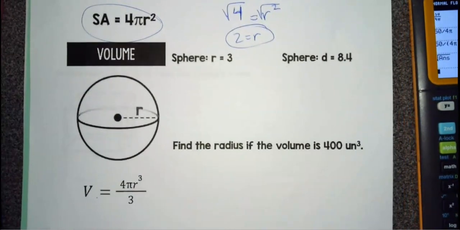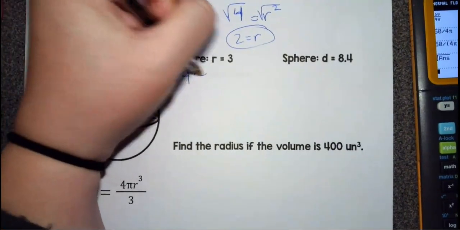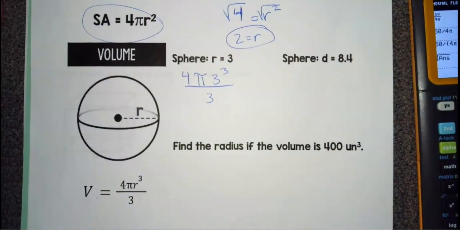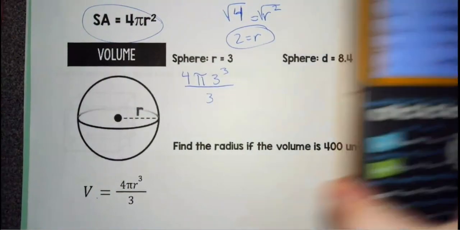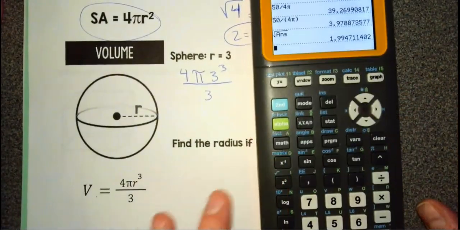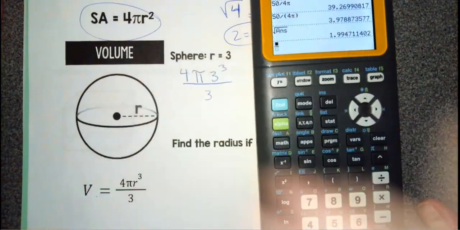All right, let's move to this one. So 4 times pi times 3 cubed divided by 3. If you miss this, it's probably because you do r squared instead of r cubed. That's like the main thing. Make sure you know how to do this. So I'm going to show you how to do this in the calculator. I'm going to put this fraction bar there.